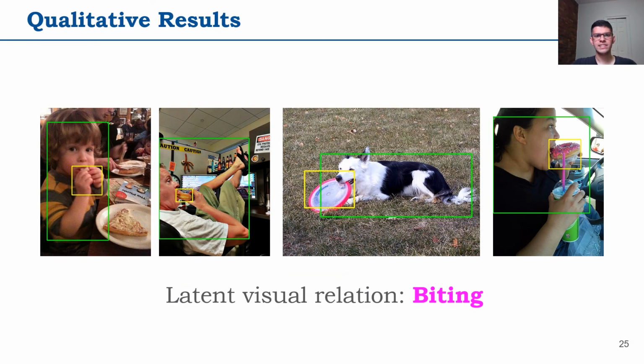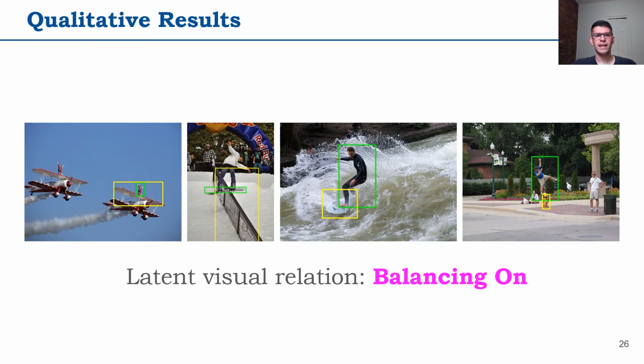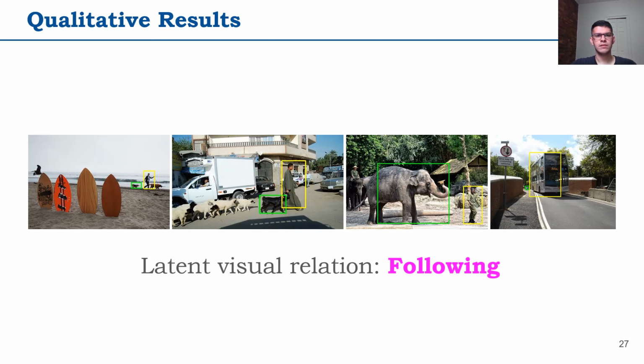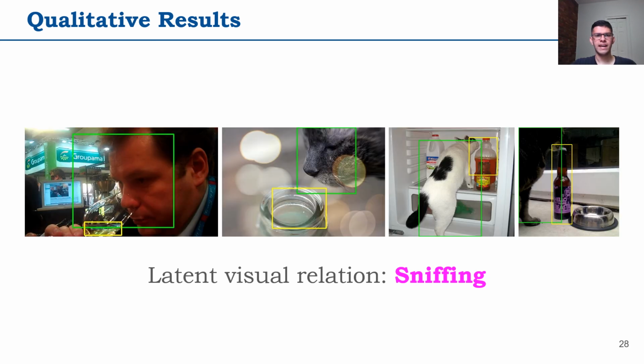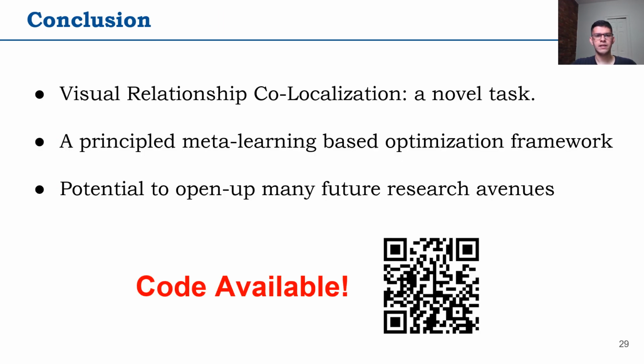Here are some visual results using our method. Biting, balancing on, following, and sniffing. To summarize, we introduced a novel task of visual relationship colocalization.